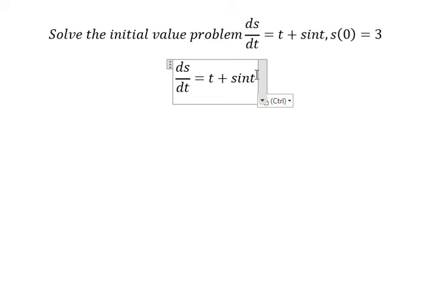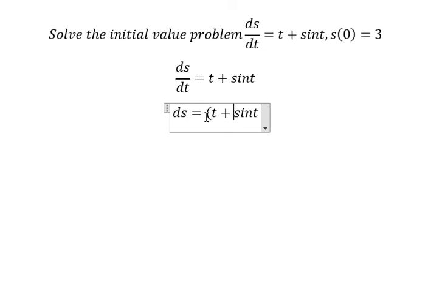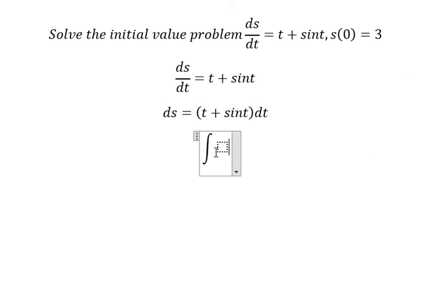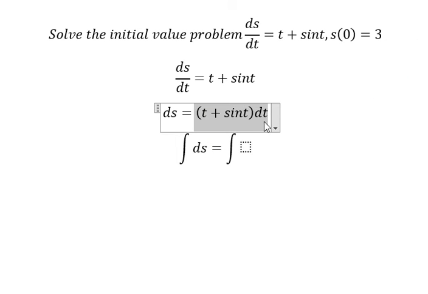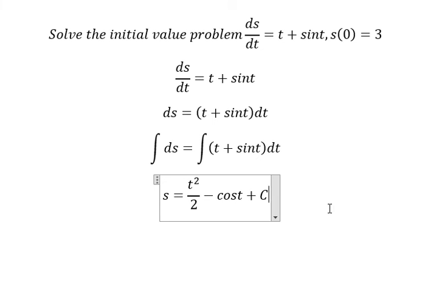I will put dt go to the right. Next, I will put the integration for both sides. The integration of ds, you get h. The integration of t, you get t squared over 2. The integration of sine t, you get negative cosine t, and we put plus c.